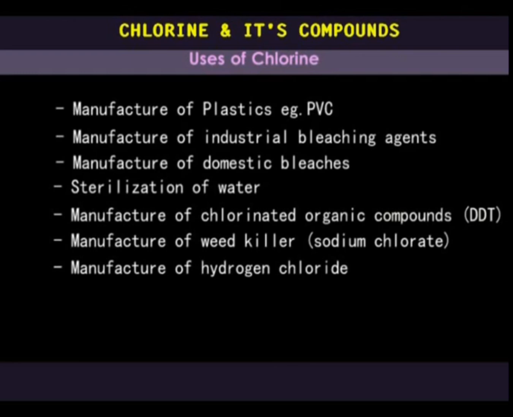Note that the use of DDT has been discontinued in many countries of the world because of its pollutant effect on the environment. Others include tetrachloromethane, 1,1,2-dichloroethane, and trichloroethanol. It is used in the manufacture of weed killers such as sodium chlorate and manufacture of hydrogen chloride, which is dissolved in water to form hydrochloric acid.